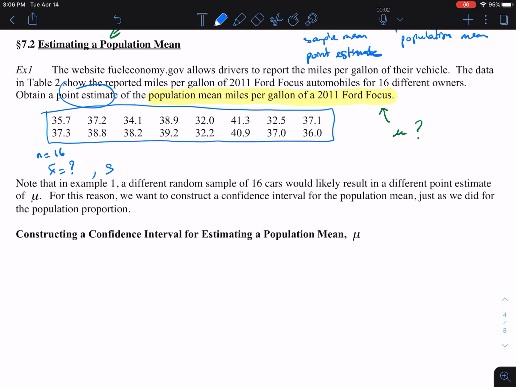Now to do that, we use a calculator. Again, we can do this manually by hand using the formula. The formula for s is the square root of the sum of (x minus x bar) squared, over n minus 1. We could do this manually, but we're not going to do that. We're going to use a calculator to obtain the mean and the standard deviation.